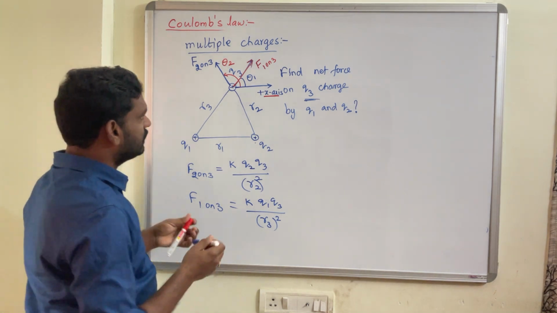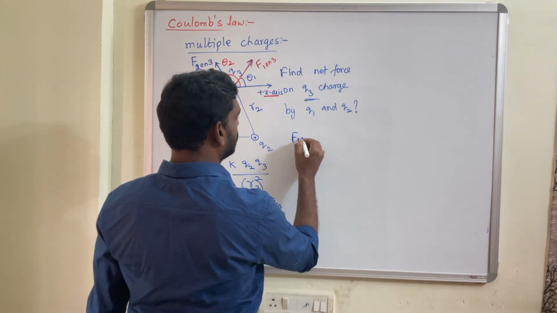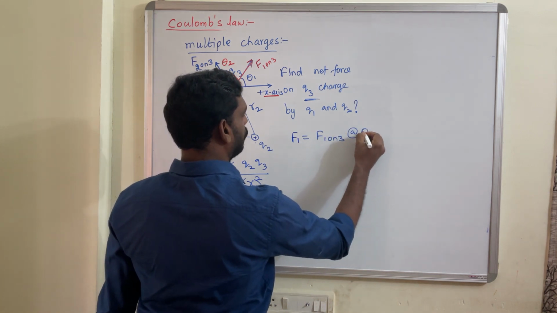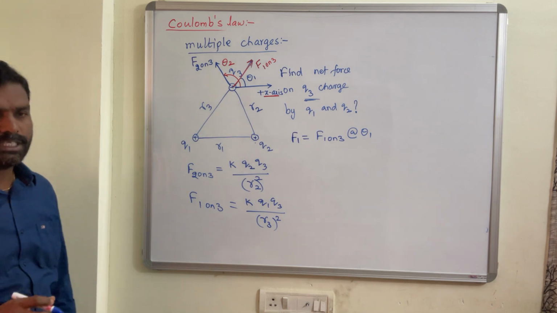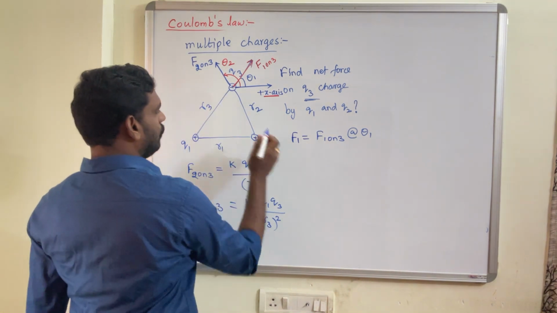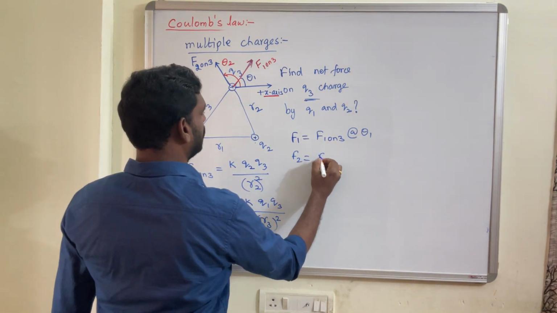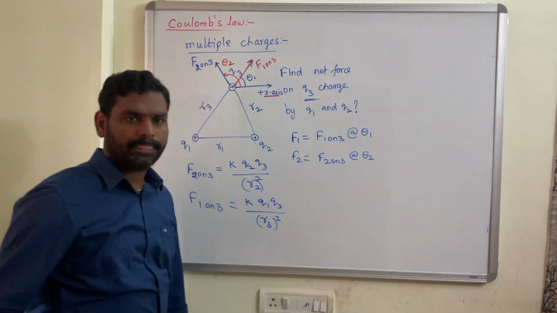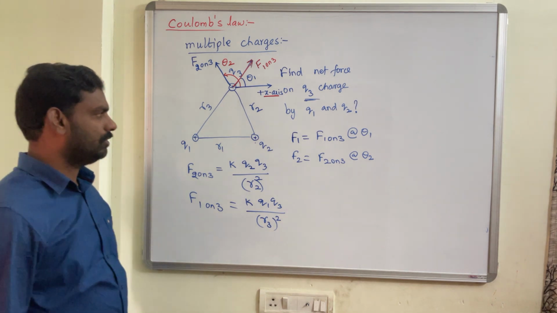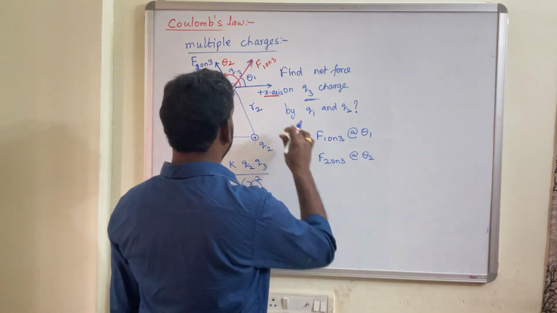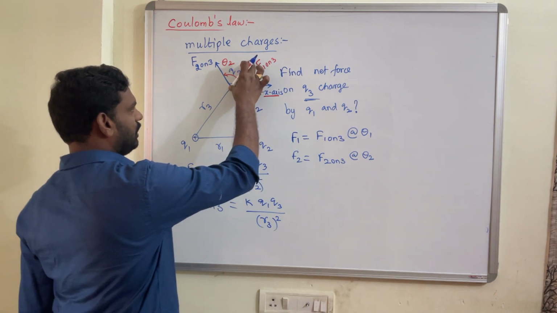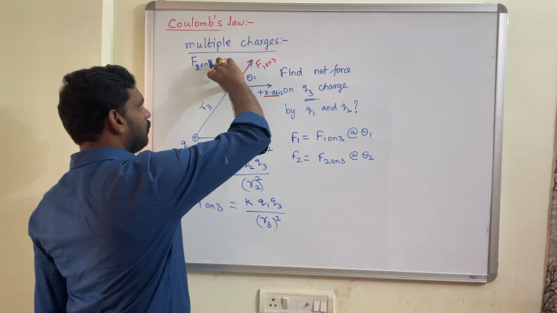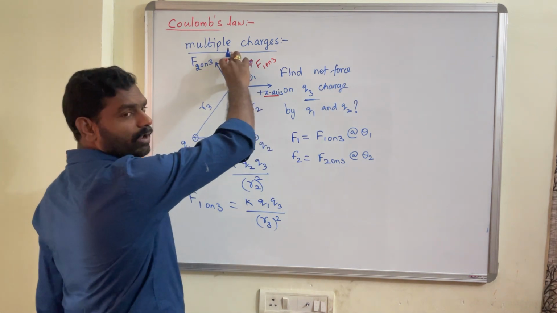Now, the force exerted by 1 on 3, let us call it F1, is at an angle of theta 1 from the positive x-axis. And the second force, F2, is the force exerted by 2 on 3 at an angle of theta 2. Now resolve the forces into components. This force can be resolved into X component and Y component, and also this force into X component and Y component.